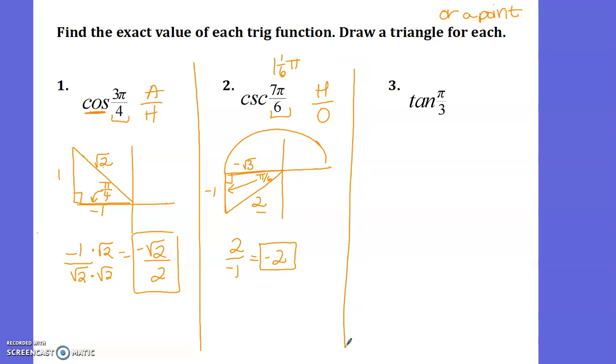Okay, tan of pi over 3. If I construct pi over 3, that falls in the first quadrant. Our reference angle is pi over 3. √3, 1, and 2. Now, everything's going to be positive because it's in the first quadrant. Tangent is opposite over adjacent. So the opposite side is √3. The adjacent side is 1. So we're just looking at √3. Okay, let's keep going with some more examples.